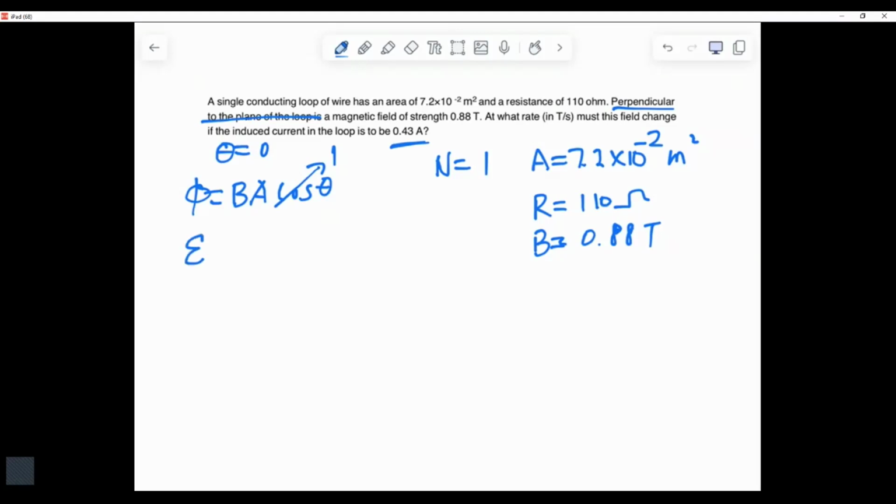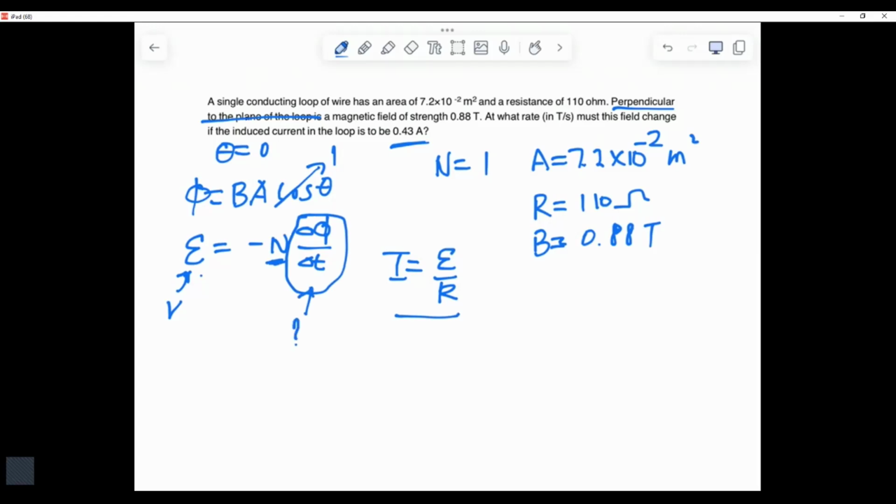So we know that we can calculate epsilon by doing minus N delta phi over delta t. So this is the voltage, right? And then it gives us current I. Now I should be equal to the voltage divided by the resistance. So we can find this epsilon first, and then put epsilon back in here because we know N is 1, so then we can find the rate of change. This is the quantity we are looking for, the rate at which the flux is changing.